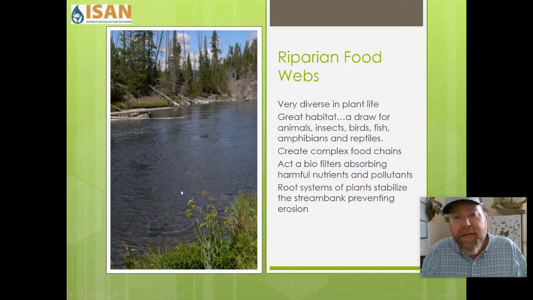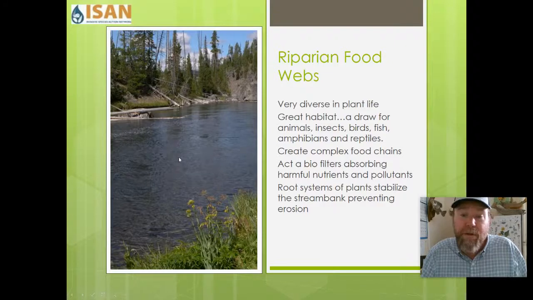So to recap, riparian food webs are very diverse in plant life. They're great habitat for animals, insects, birds and fish, amphibians and reptiles. They're drawn to these areas because of the abundance of different types of food and shelter and safety, a place to raise their young. And this creates complex food chains and eventually food webs.